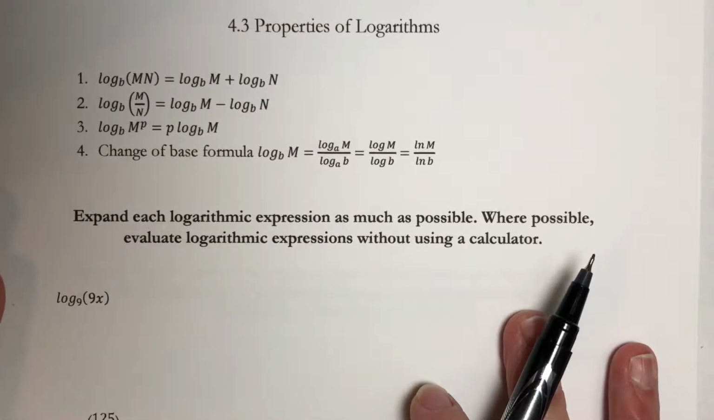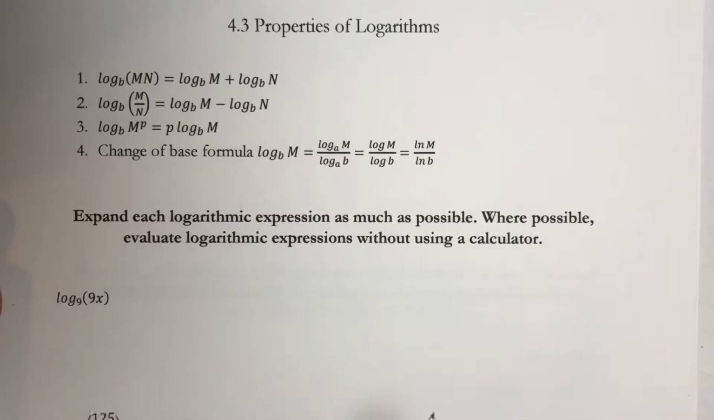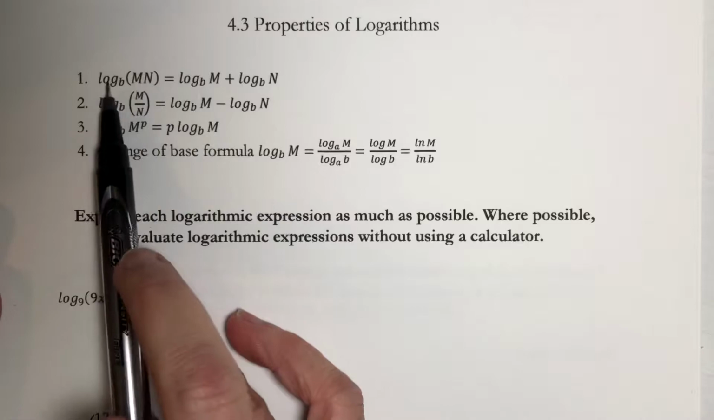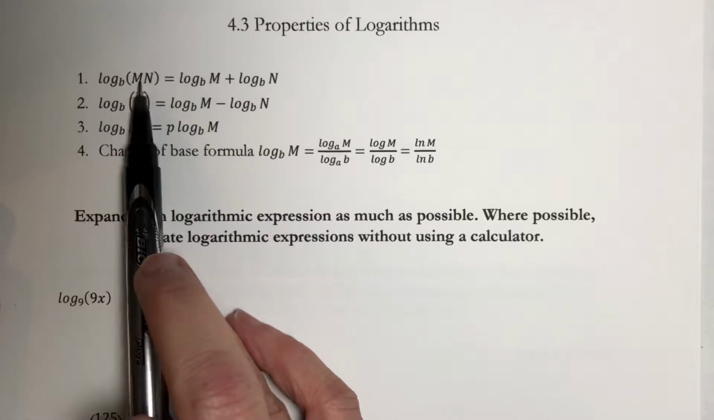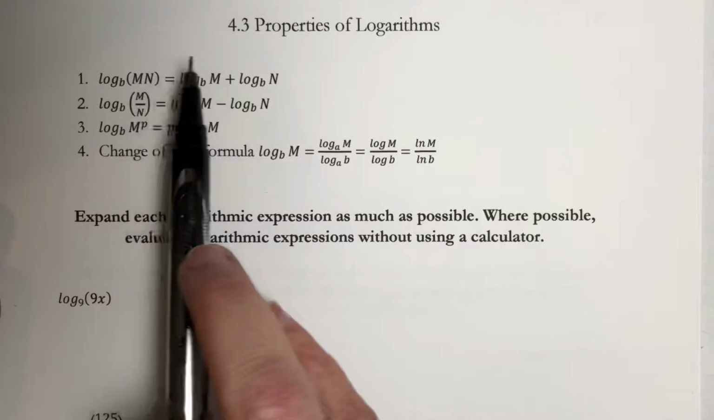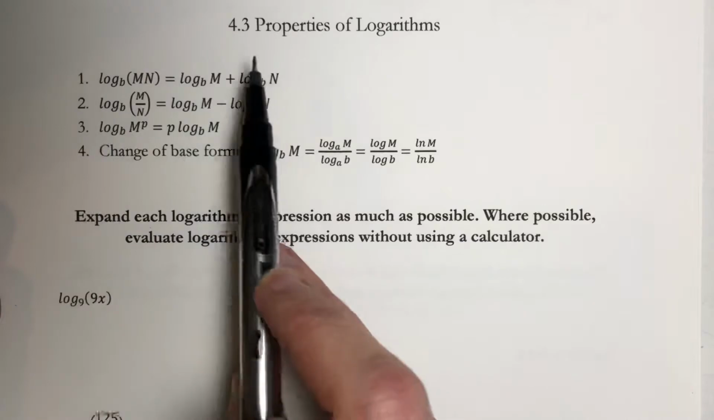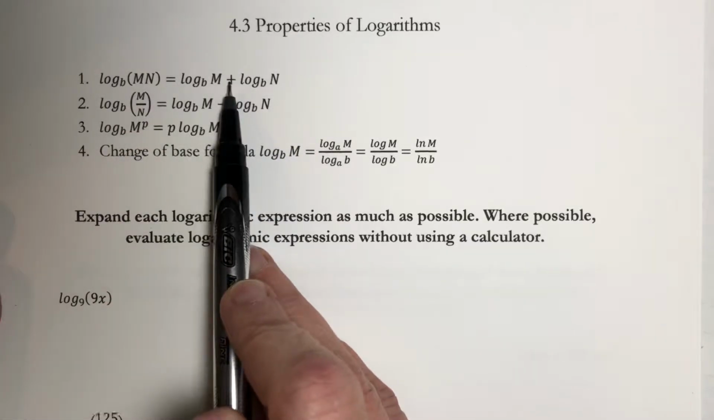This is section 4.3, properties of logarithms. So in addition to the 4 properties we had in section 4.2, we're going to have 4 new ones. The first thing is, if you have a log and you have in your argument 2 things multiplied together, you can split it up into 2 logarithms that have the same base, and you're adding the 2 together. So multiplication and addition go together.